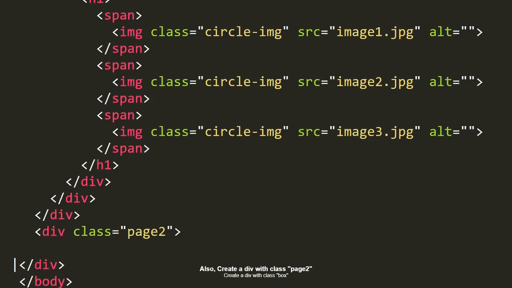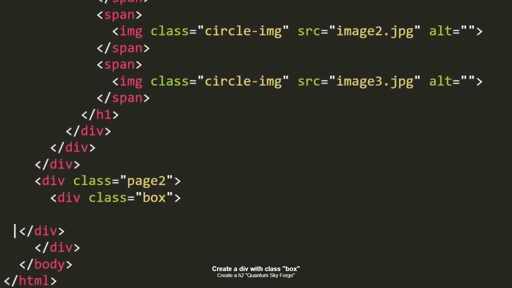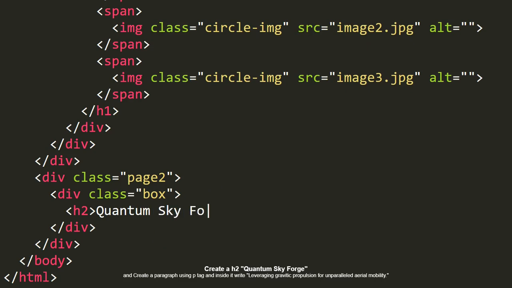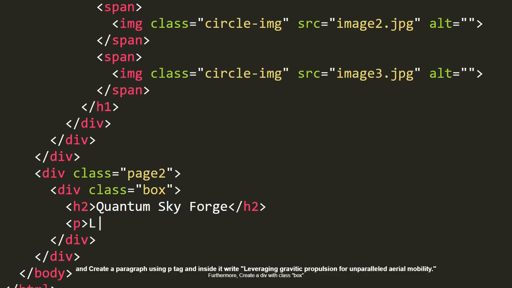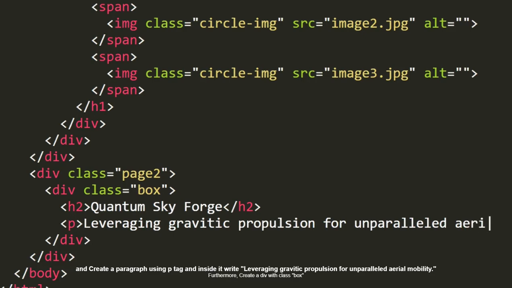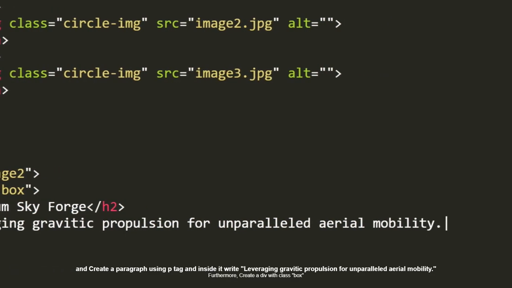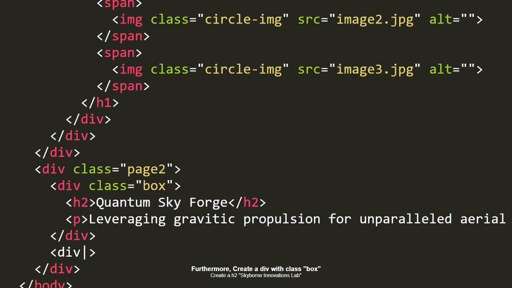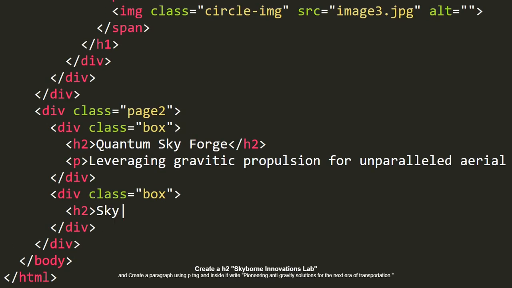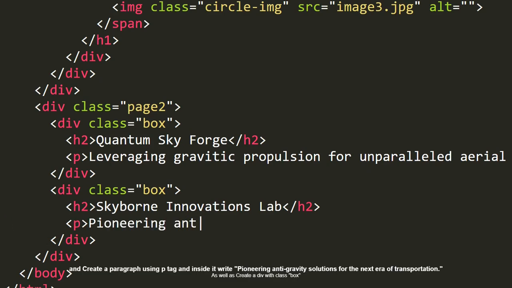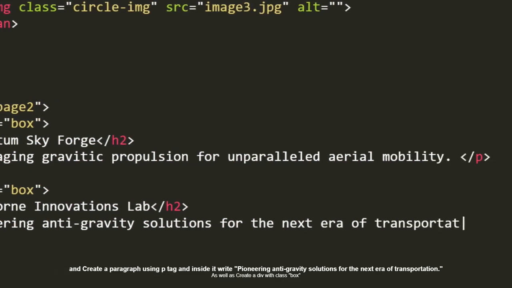Also, create a div with class page2. Create a div with class bar. Create an h2 Quantum Skyforge. And create a paragraph using p tag, and inside it, write leveraging gravitic propulsion for unparalleled aerial mobility. Furthermore, create a div with class box. Create an h2 Skyborne Innovations, and create a paragraph using p tag, and inside it, write pioneering anti-gravity solutions for the next era of transportation.